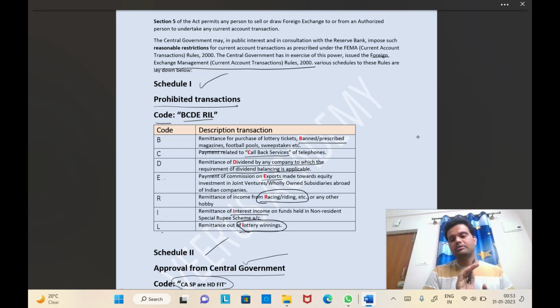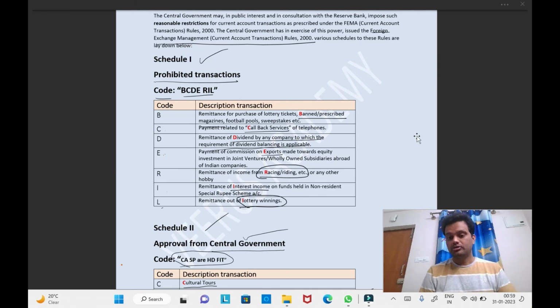If you want to remember the prohibited transactions, the code is BCDERIL. BCDE alphabet sequence, and then RIL, Reliance Industries Limited. B for banned or prescribed magazines, C for callback services, D for dividend by any company, E for exports, R for racing or riding, I for interest income, L for lottery winning. This is all about the prohibited transactions related code. That's all about the FEMA current account transactions trick.